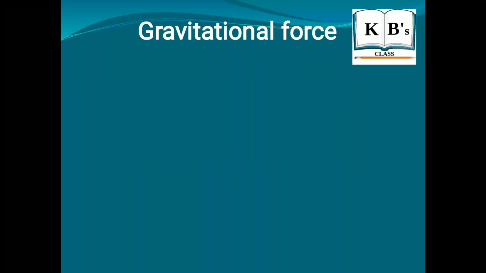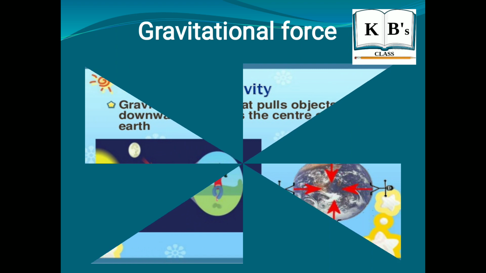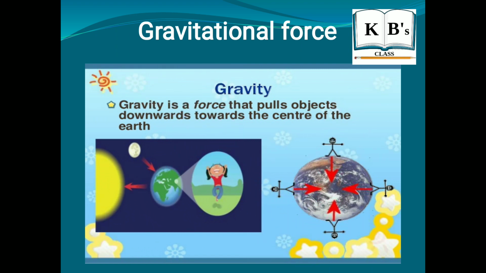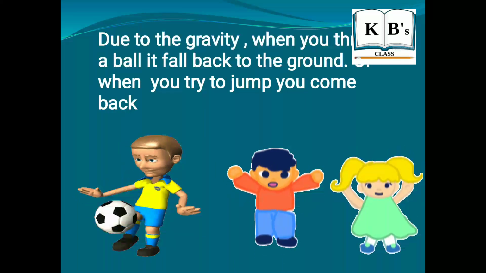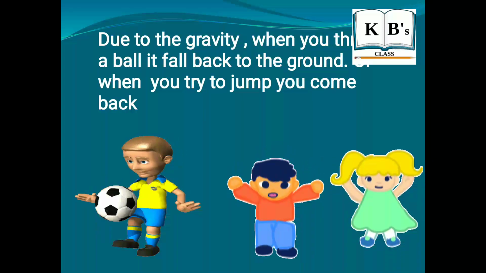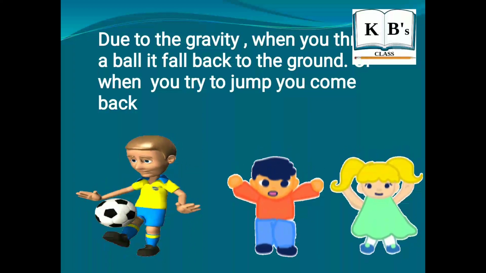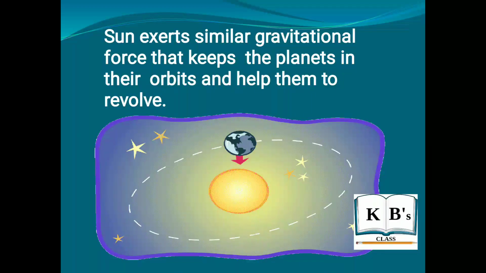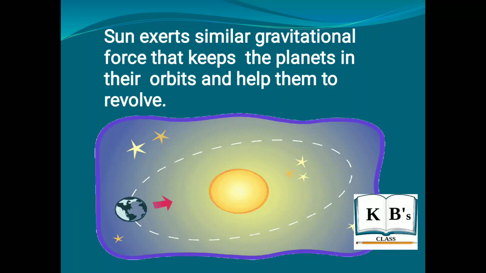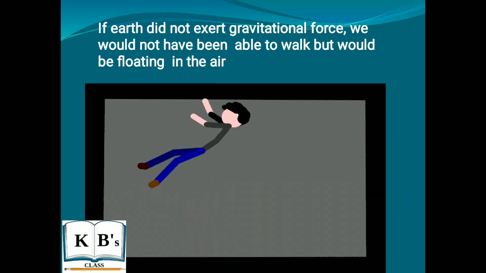The next type of force is gravitational force. Gravity is the force that pulls objects downwards towards the center of the earth. It is a force exerted by the earth. Due to gravity, when you throw a ball, it falls back to the ground, or when you jump, you come back. The sun exerts a similar gravitational force that keeps the planets in their orbit and helps them to revolve around the sun.